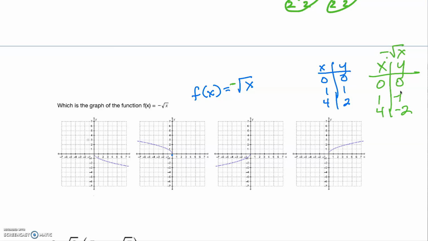So let's look at which one of these graphs mirrors this table. We have 0, 0. We're going to go over 1 and down 1. So we know it's not this one, not this one, and not this one. This is the only one that is 0, 0 and goes over 1, down 1, over 4, down 2. So this would be our correct answer right here.